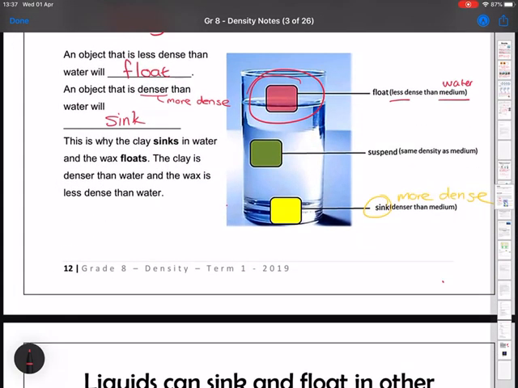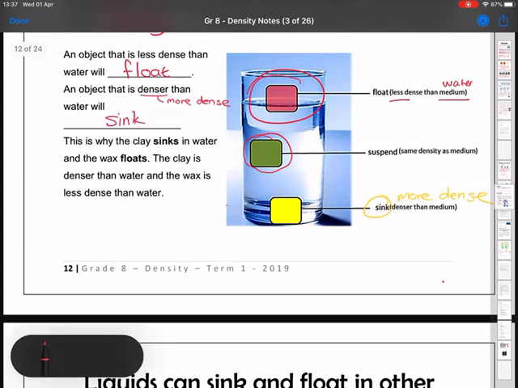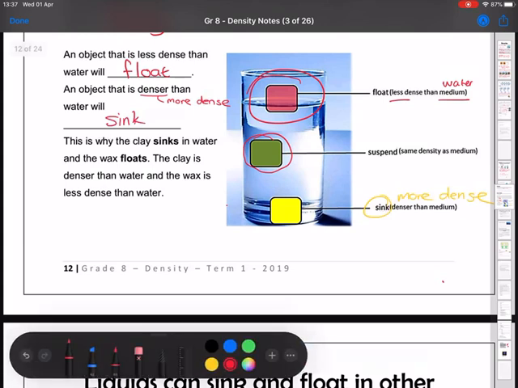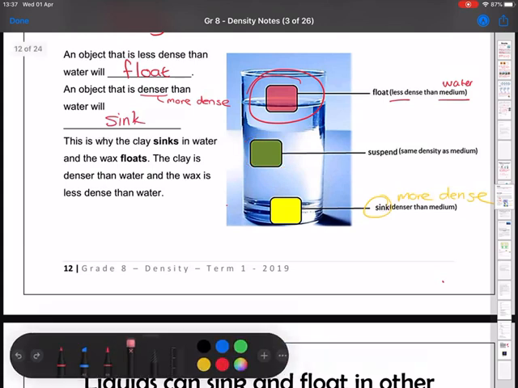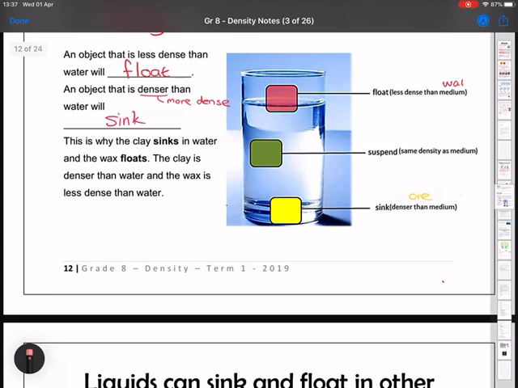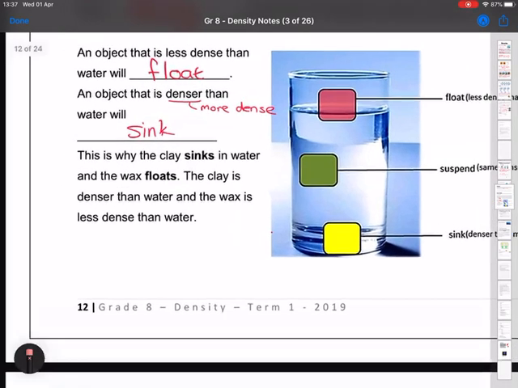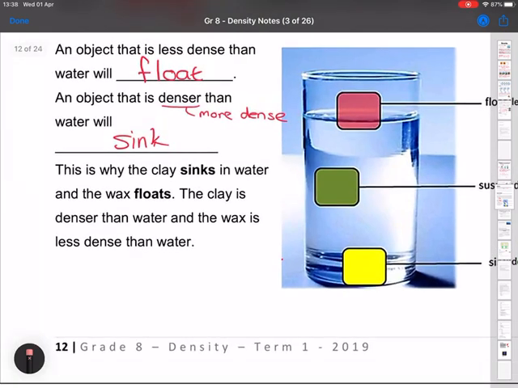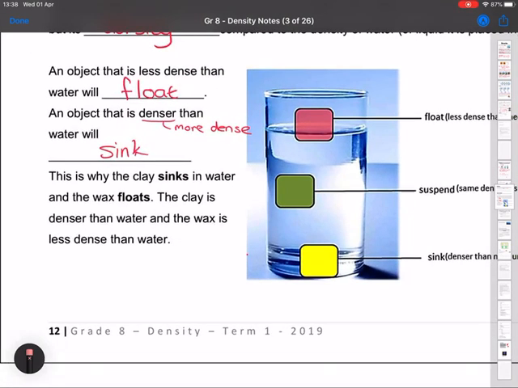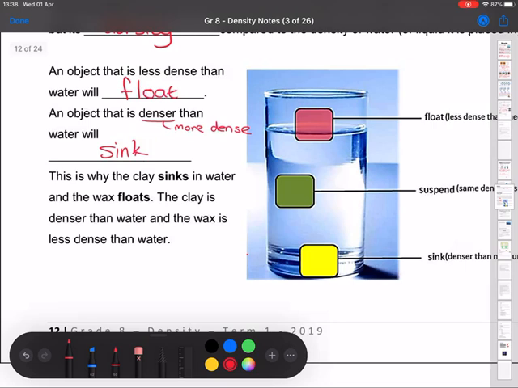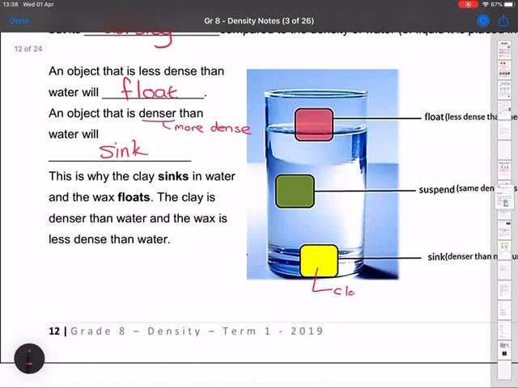And if it's about the same density as water, then it will be neither floating nor sinking, and it will be in the middle if it's got the same density as water. So this is why the clay sinks in water and the wax floats. The clay is more dense than water and the wax is less dense than water. So we can label this then clay and wax.